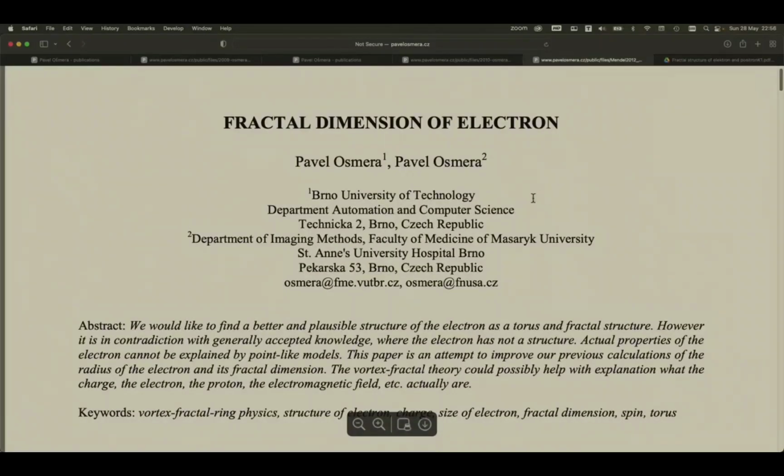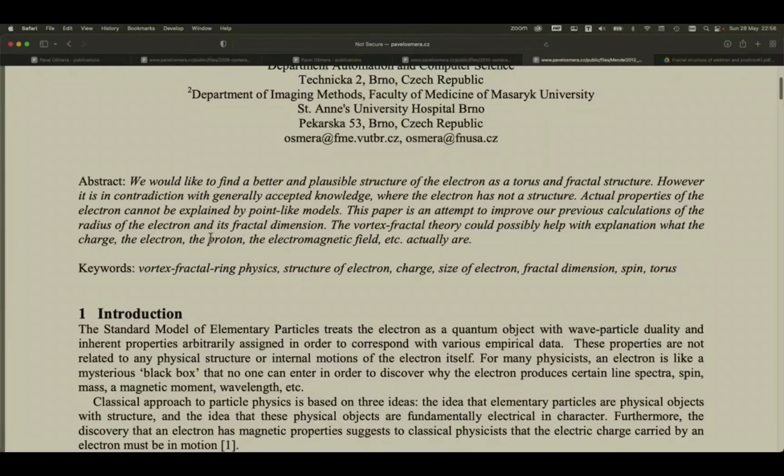this in detail. So the fractal dimension of an electron, and again, he's deriving the dimension of an electron here. So we would like to find a better and plausible structure of the electron as a torus and fractal structure. However, it is in contradiction with generally accepted knowledge, where the electron has no structure. Actual properties of the electron cannot be explained by point-like models. This was the same point that was being made by Andras. This paper is an attempt to improve our previous calculations of the radius of the electron and its fractal dimensions.